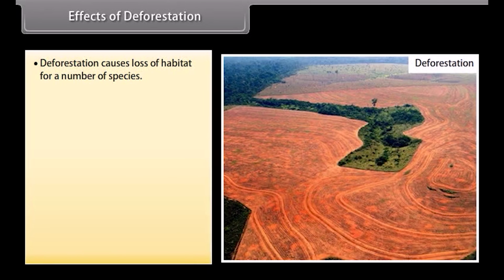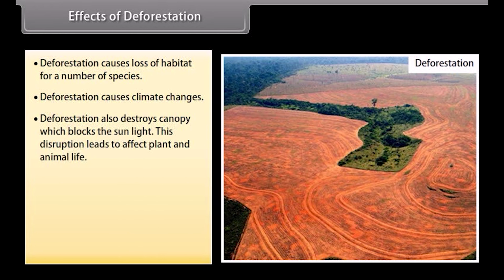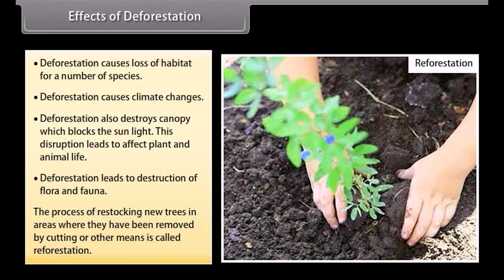Effects of deforestation. Deforestation causes loss of habitat for a number of species. Deforestation causes climate changes. Deforestation also destroys the canopy which blocks the sunlight. This disruption affects plant and animal life. Deforestation leads to destruction of flora and fauna. The process of restocking new trees in areas where they have been removed by cutting or other means is called reforestation.